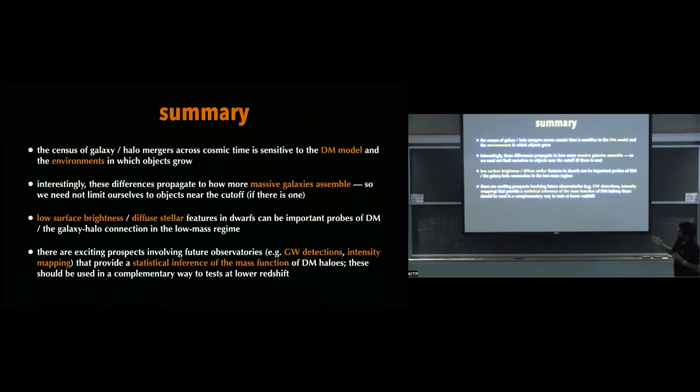So low surface brightness and diffuse stellar features in dwarfs can be important as probes of dark matter, but probably also more importantly, what the galaxy-halo connection is in the regime of dwarf galaxies. And I think there are interesting and exciting prospects offered by future observatories, but there's still a lot of nascency to the way we model things that needs to be improved on. So these are things I'm really interested in exploring as time goes by.